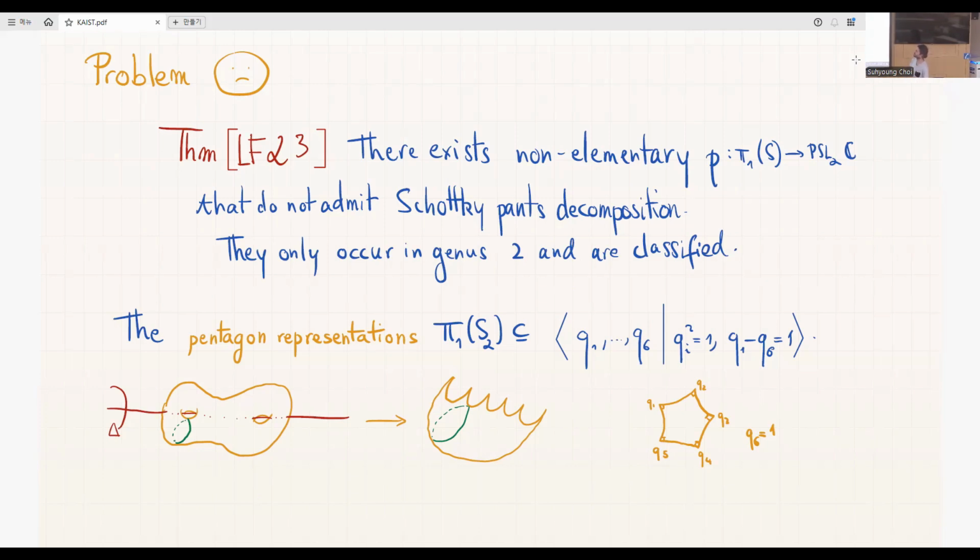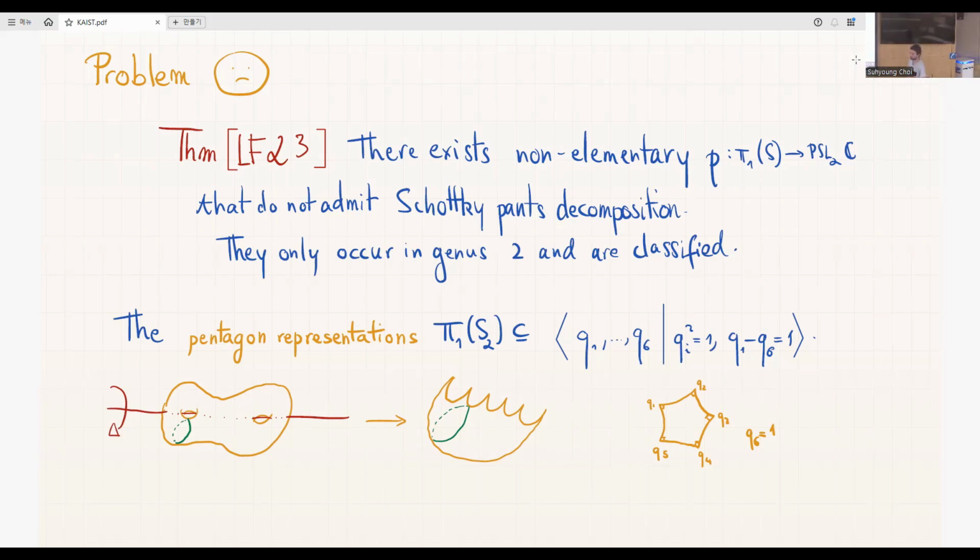Now you can define the pentagon representations as a representation defined on this bigger group by killing one of the Qi's. That's the definition. What you can do, for example, is take in the hyperbolic plane a right-angled pentagon and define Q1 to be the order 2 rotation around this vertex, Q2 the order 2 rotation around this vertex, Q3, Q4, Q5 likewise, and Q6 to be 1. This gives you a non-elementary representation.